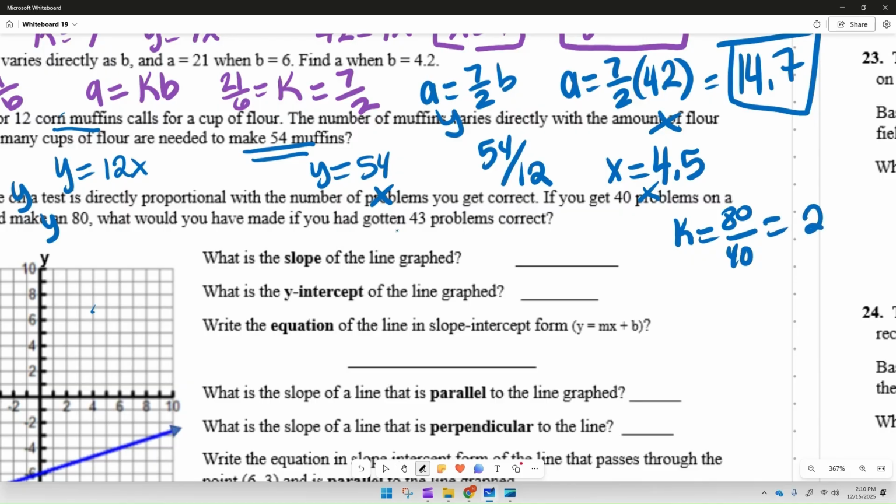Now, you get 43 problems, that's x, correct. So to find the y value, the grade on our test, we're going to do 2 times 43, which is going to give me an 86. So if you get 43 problems correctly, then we're going to score an 86 on the test.